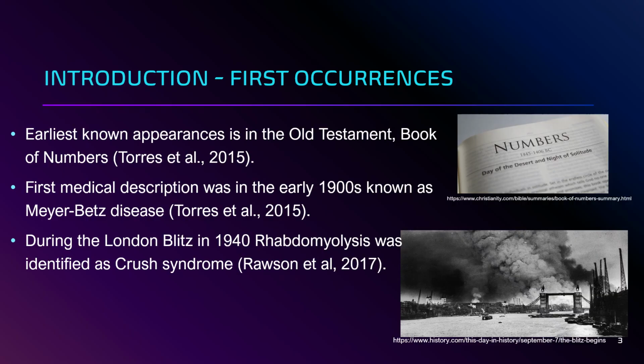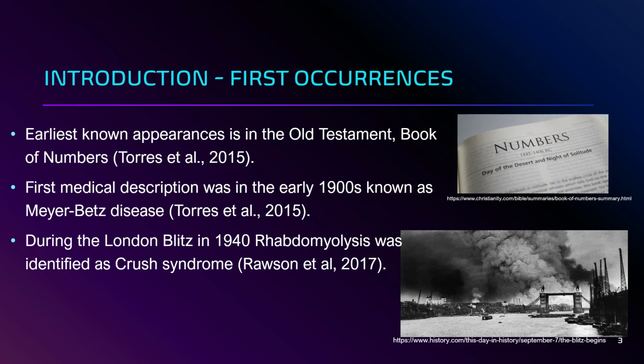Rhabdomyolysis has an interesting background. The earliest appearance is said to be in the Old Testament, Book of Numbers. It is recorded that during the Exodus from Egypt, the Jewish suffered a plague with signs and symptoms of myolysis, or the breakdown of muscle tissue. The plague is hypothesized to have resulted from significant consumption of quail during the Exodus, as quail ingest poisonous hemlock during their spring migration. The first medical description of rhabdomyolysis is in the German medical literature from the early 1900s, which was known as Meyer-Betz disease.